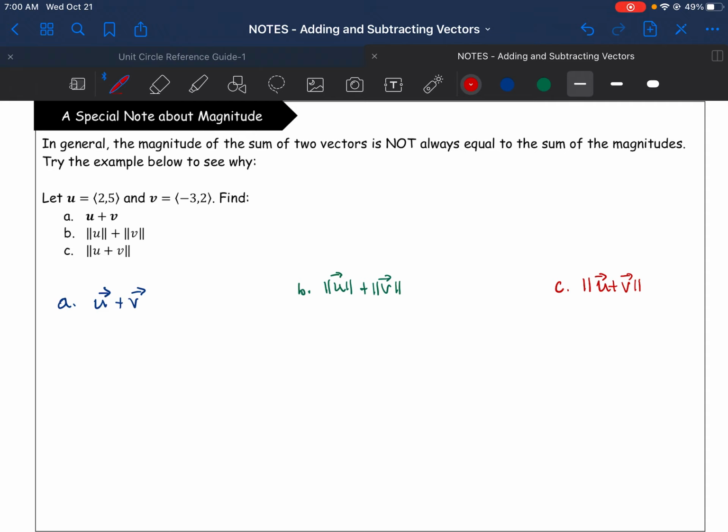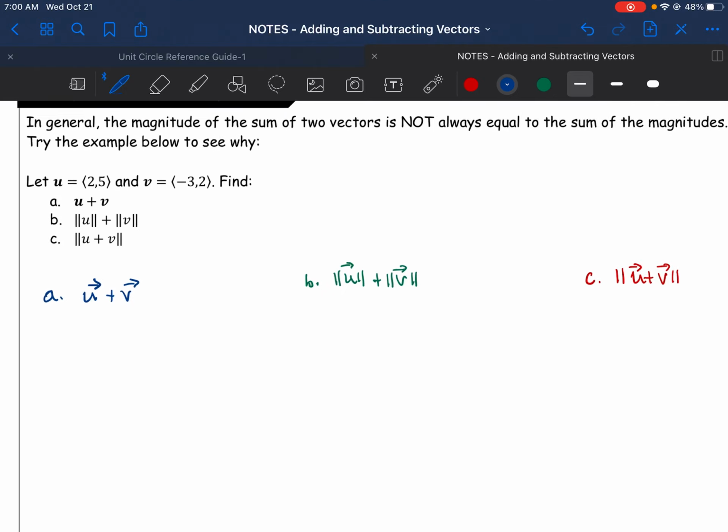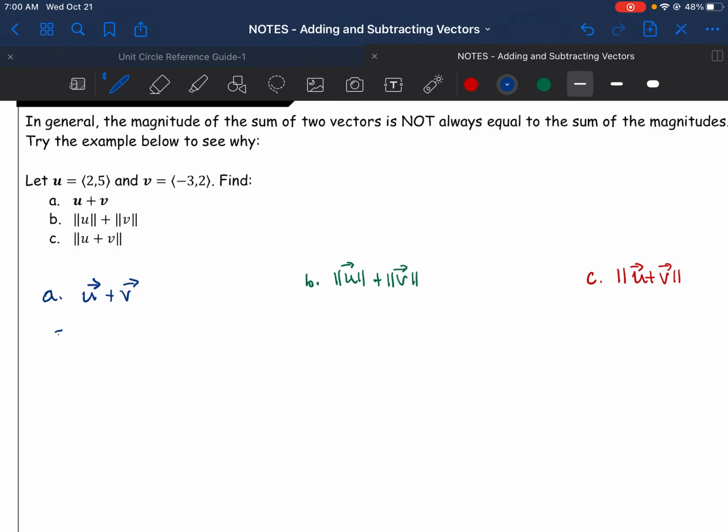So let's have u be the vector (2, 5), and v be the vector (-3, 2). Let's go ahead and calculate the sum of the vectors, u plus v. And so u plus v would be 2 plus -3, and then 5 plus 2. Well, 2 plus negative 3, that's negative 1. 5 plus 2 is 7, so we get the vector (-1, 7).